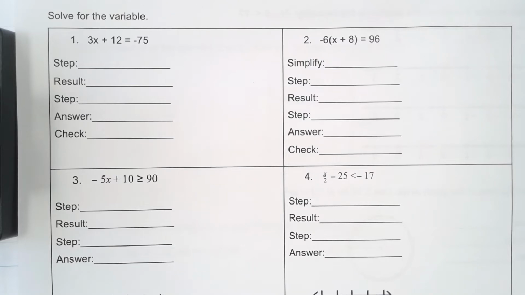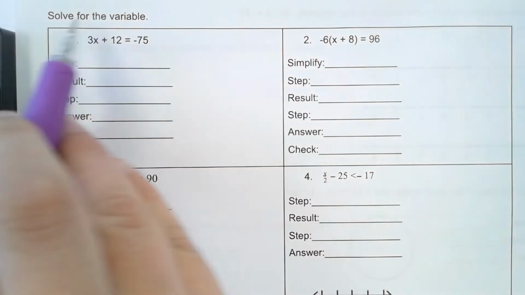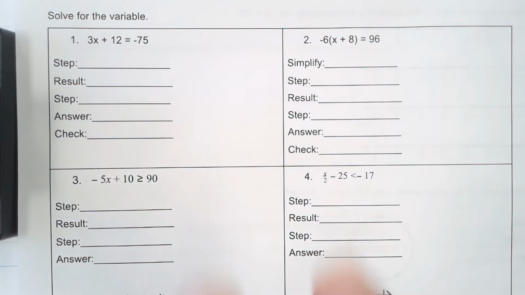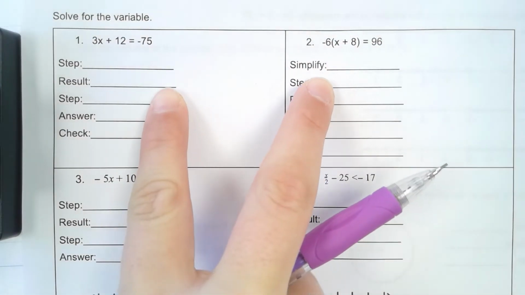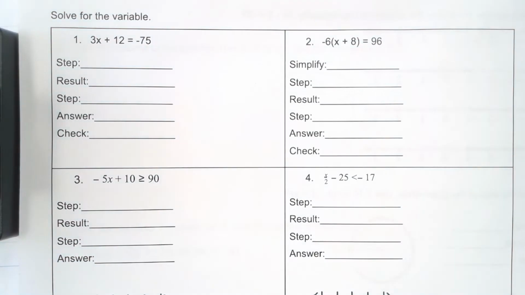So today we are going to review your Q3 benchmark study guide. Okay, so the first four, it says to solve for the variable. So our first two are equations because they have equal signs.